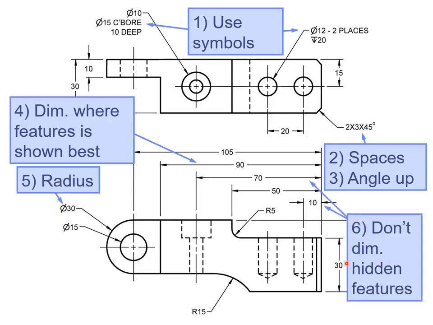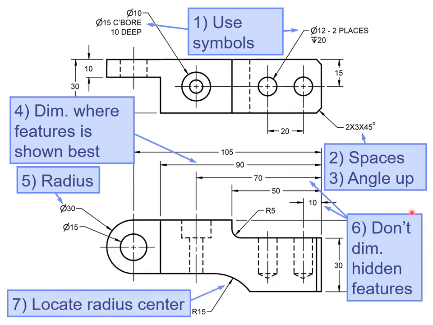And once again, we do not dimension to hidden features. So the 10 and the 70, which are both dimensioning to dashed lines, hidden features, should move up to the top view where you can physically see the object lines. And finally, we need to be able to locate the center of this arc. So we either have the option of dimensioning with the horizontal dimension from the edge to this point, but it looks cleaner if we locate the center of the radius, with the little tick mark indicating the center of the arc.